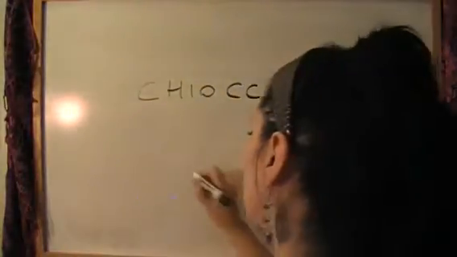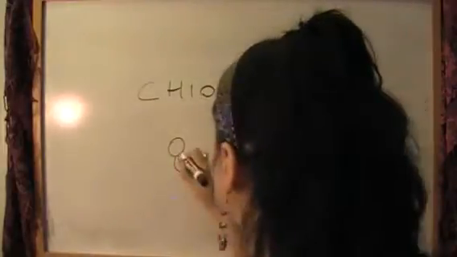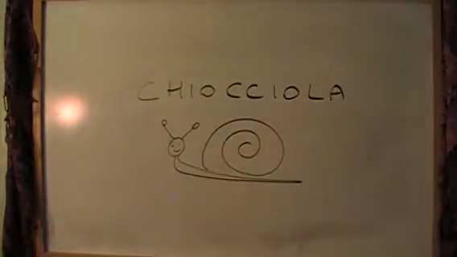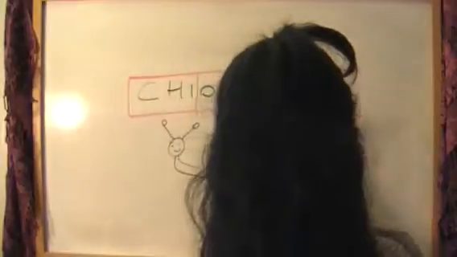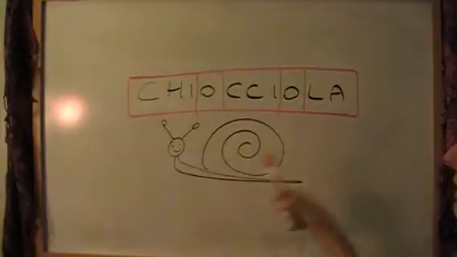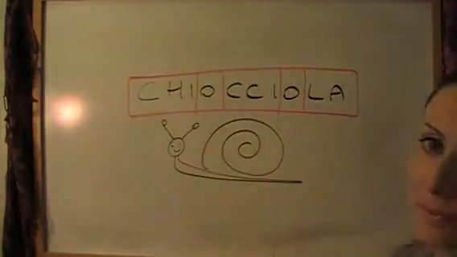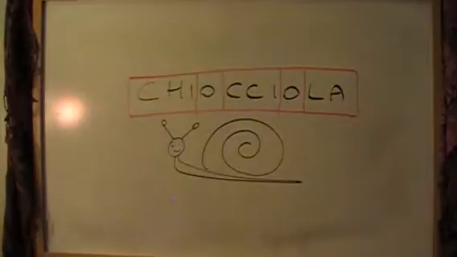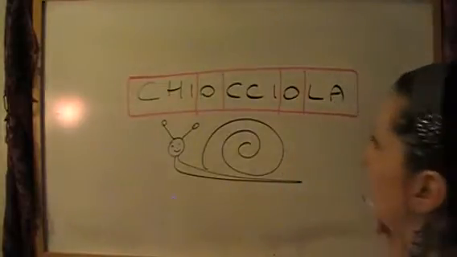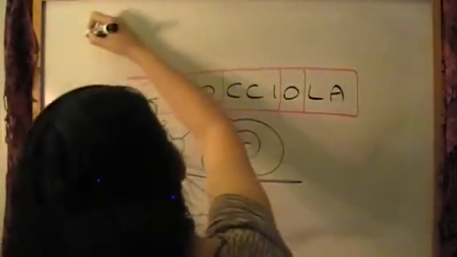Chiocciola, a snail. And to make sure that you understand my pronunciation, I use my artistic talent, and this is a snail, chiocciola. So let's do it. Chiocciola, chiocciola, chiocciola. This is important because, you know, when you write an email, for example, let's write my email.